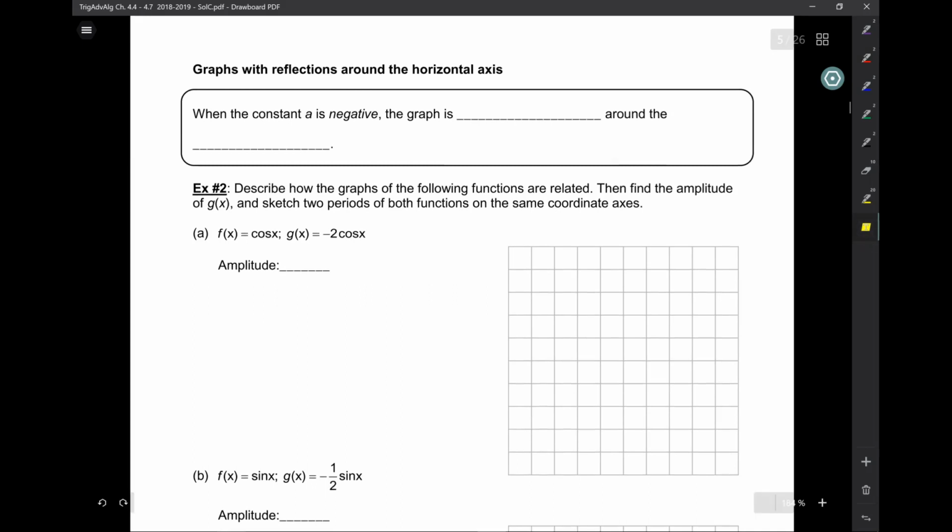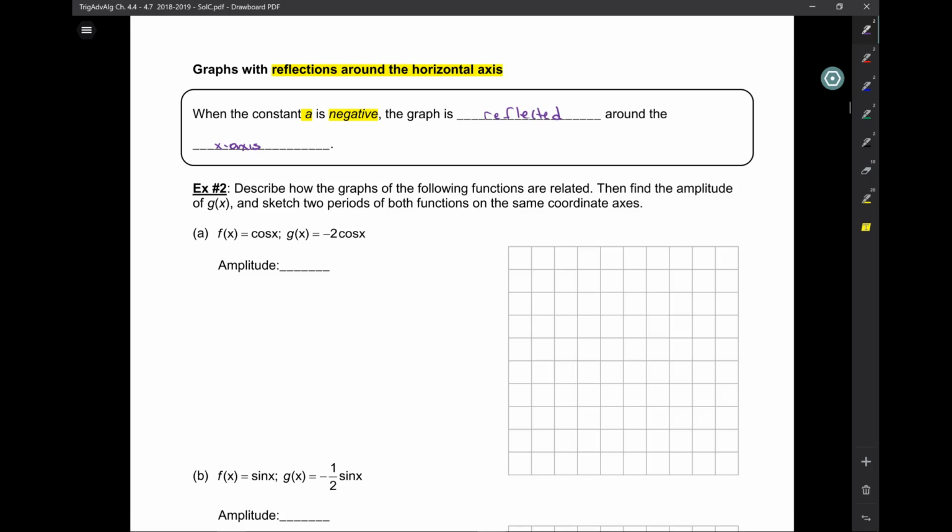Okay. Reflections are on the x-axis. This happens when A is negative. Okay? And when A is negative, the graph is reflected around the x-axis. Okay?